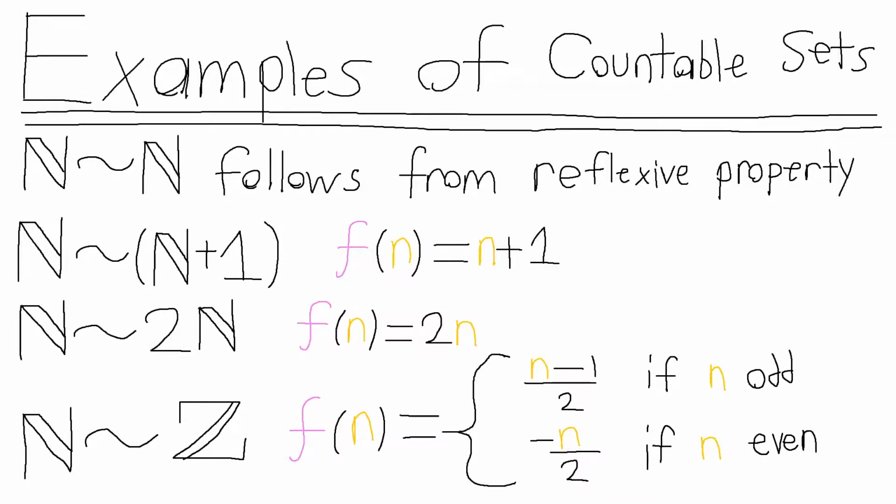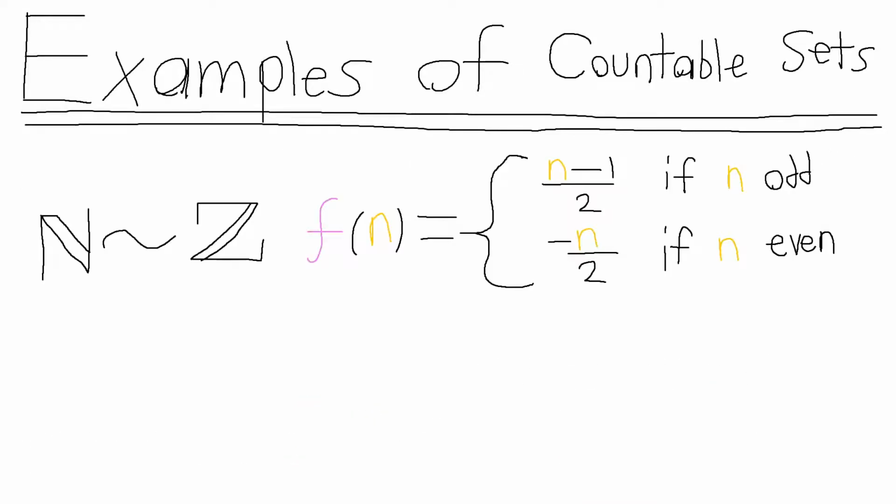For the previous examples, I didn't explicitly show that the functions were bijections, leaving the details of the proof to you, the viewer, as an exercise. But since this latest function is more complicated than the previous ones, I'll go through all of the steps of proving that it's a bijection. First, we will show that this function is injective.